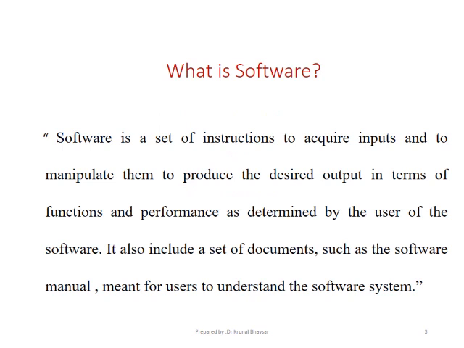What is software? Software is a set of instructions to acquire inputs and to manipulate them to produce the desired output in terms of functions and performance as determined by the user of the software. It also includes a set of documents such as the software manual meant for the user to understand the software system.